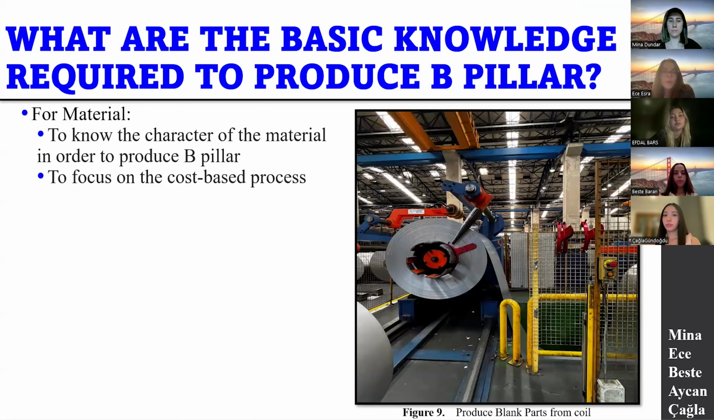To produce the B-pillar, what is the basic knowledge required? For material, you need to know the character of the material in order to produce the B-pillar, because of the high strength results that can be achieved with 1 millimeter sheets of hot form production. Understanding the material is important. To prevent corrosion, focusing on a cost-based process is really important.